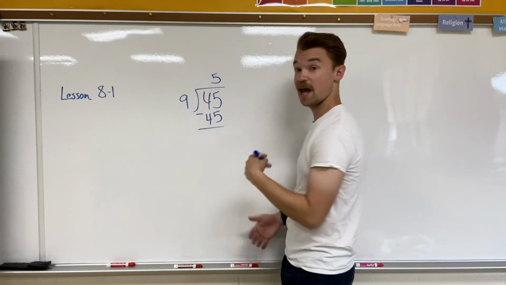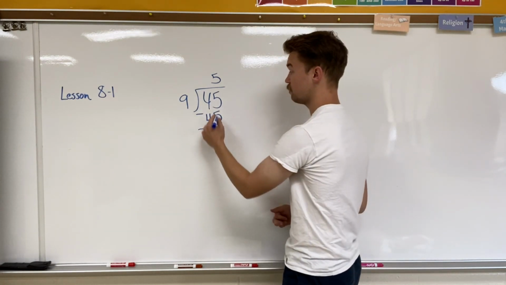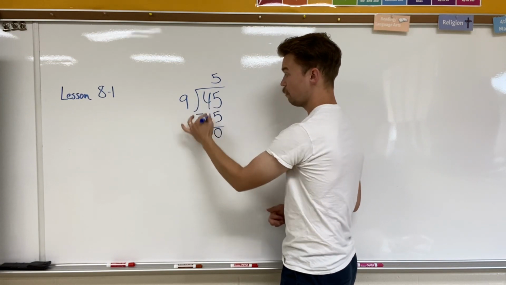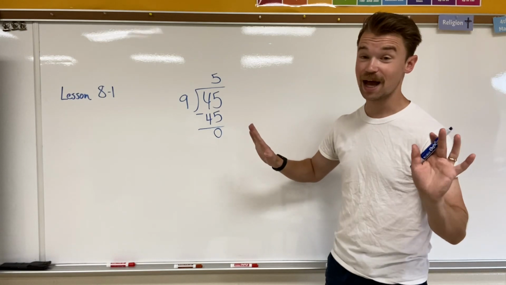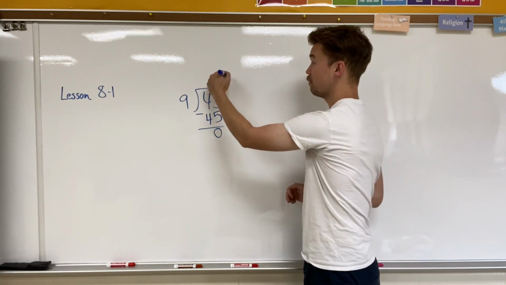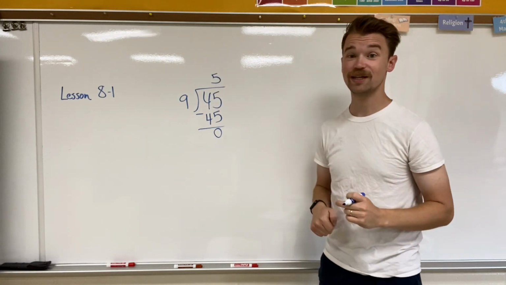I'm going to subtract to see how much I have left at the end of my division problem. 5 minus 5 is 0, 4 minus 4 is 0, and I have a 0 right here. I do not, I repeat, I do not have to put remainder 0. It goes into it evenly.